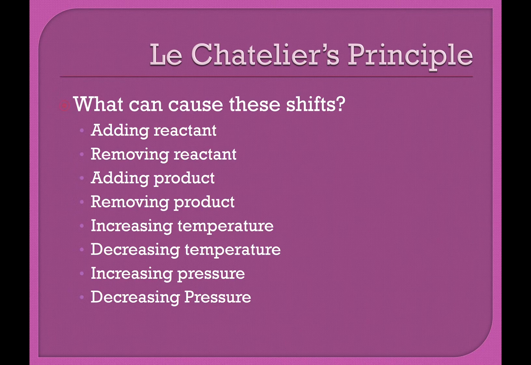Now, what are some of these stresses? What can cause these shifts at equilibrium? A couple different things. We can add or remove reactant. We can add or remove product. We can change the temperature by increasing or decreasing it, and we can change the pressure by increasing or decreasing the pressure. These have to do with concentration. So changing the concentration of reactants or products, changing temperature, changing pressure. Now we'll take a look at how each one affects a reaction at equilibrium, and then we'll do some examples with that. We'll talk about each stress first.